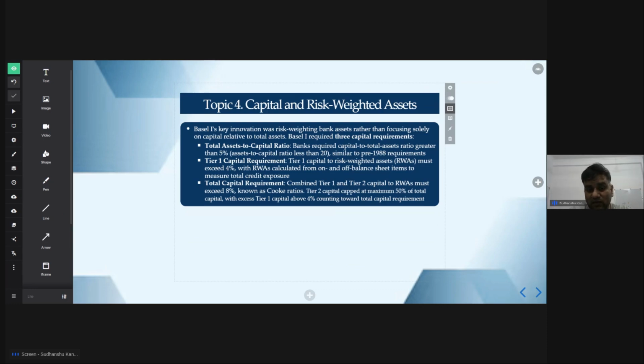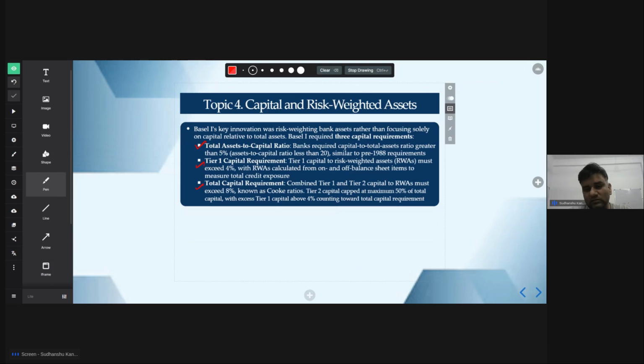Then there was the tier one capital requirement. Tier one capital divided by RWAs should be greater than 4%. RWAs included on-balance-sheet and off-balance-sheet exposure, designed to capture credit exposure more accurately. Then there was the total capital requirement: tier 1 plus tier 2 divided by RWAs should be greater than 8%. Tier 2 is capped at 50% of total capital, and excess tier 1 above 4% could count towards total capital, right? So this was the requirement.